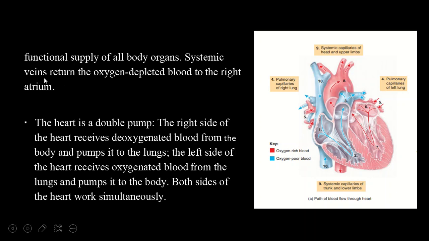So, systemic veins return the oxygen-depleted blood to the right atrium. And then, ganon yung cycle na nangyayari. Pag na-distribute niya yung oxygenated blood all throughout the body, ang systemic vein, i-return niya yung oxygen-depleted or oxygen poor blood papunta dito sa right atrium by the superior and inferior vena cava, and then ganon yung cycle na nangyayari. So the heart is a double pump.